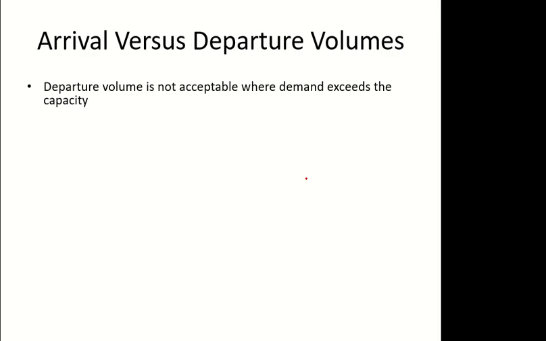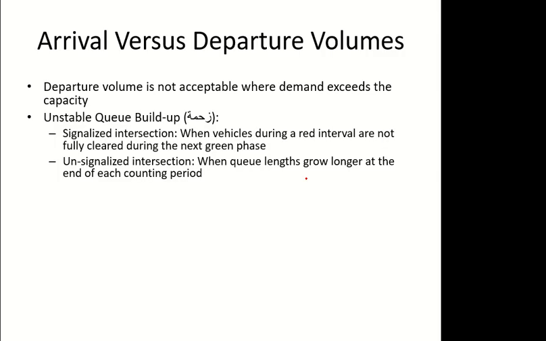Okay, but there are cases in which the departing vehicles are of no interest to us. This happens when we have oversaturated condition, or what they call the queue buildup case. Okay, so the queue buildup case is what? That the capacity of the intersection is less than the demand. So what will happen over time? The queue will keep on increasing and increasing, because the intersection is passing fewer vehicles and more vehicles are coming. So this is called the queue buildup case.